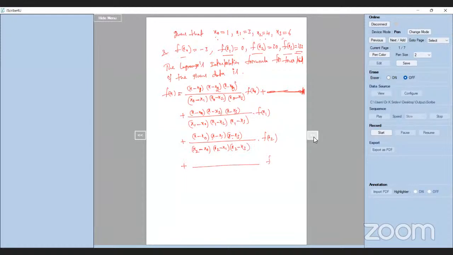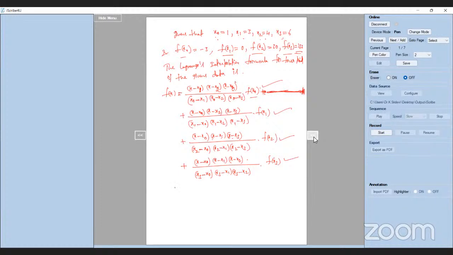Plus this is related to x3 and f of x3. So x minus x naught, x minus x1, x minus x2, x minus x3 should not come here, and x3 should come in the denominator like this. x3 minus x0, x3 minus x1, x3 minus x2 into f of x3. So this is the first term, second term, third term, fourth term. So now substituting, we have to substitute all the values in the formula.